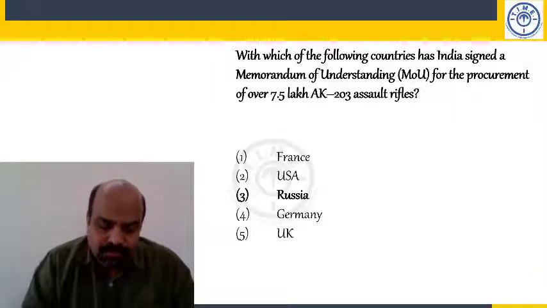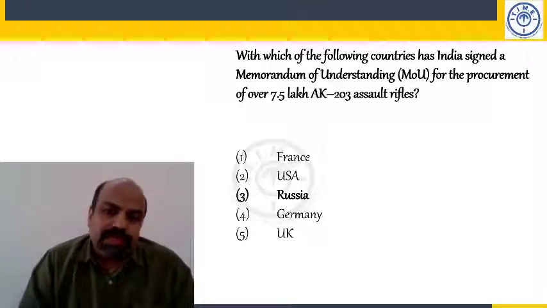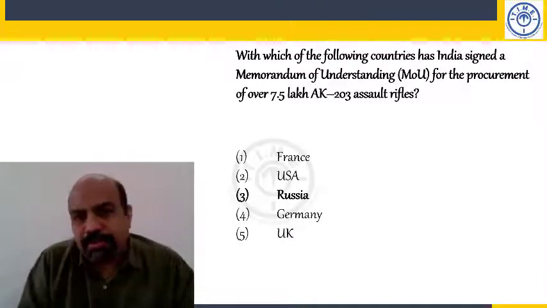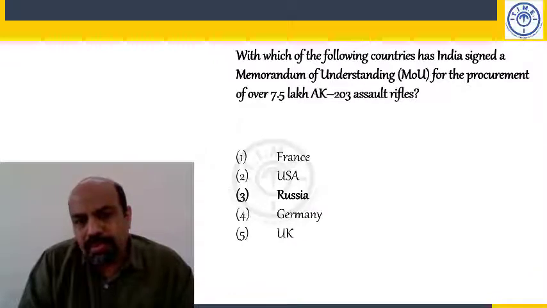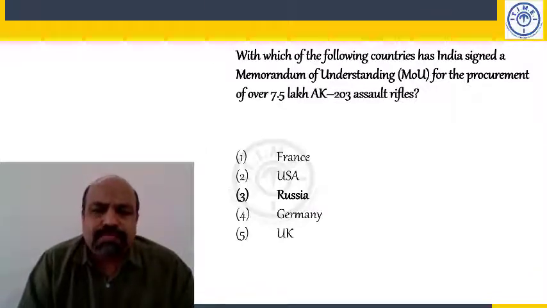Kalashnikov. KALASHNIKOV. V को F से pronounce करते हैं. Okay, it was all purchased from Russia.